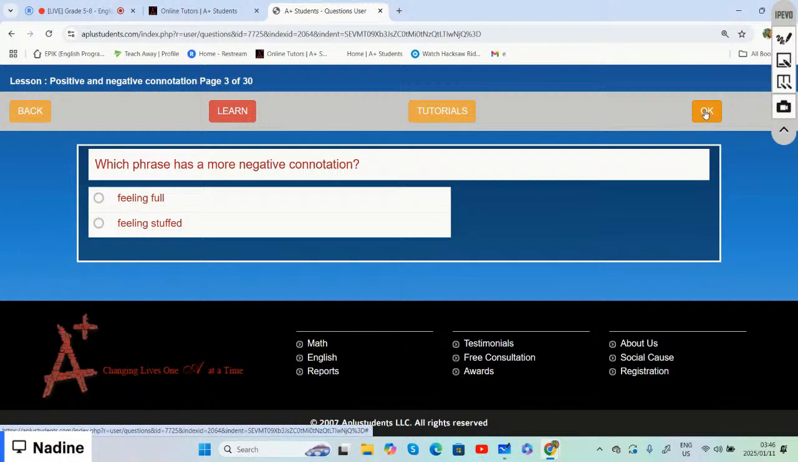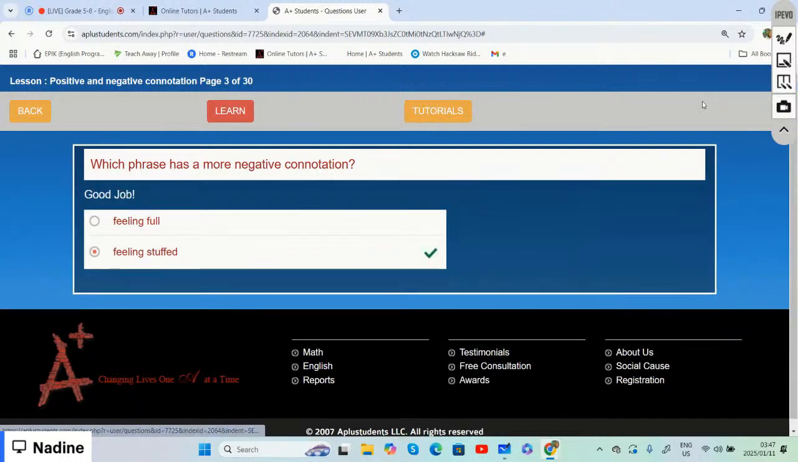All right. And if we were to choose the correct option, then we can say that feeling stuffed is a negative connotation because now it means that you've overeaten, right? If you're full, then it's fine because I've had my plate of food and I'm full. But feeling stuffed means that you basically overfed yourself, right? So that is more negative.